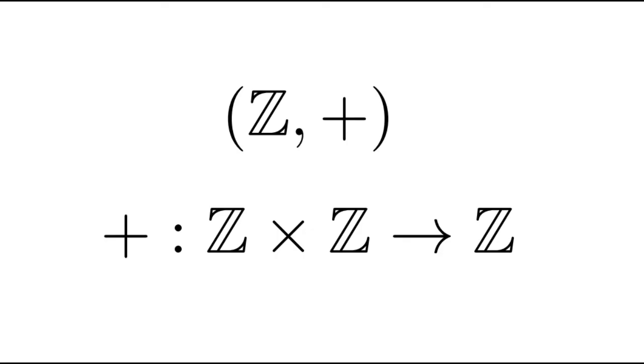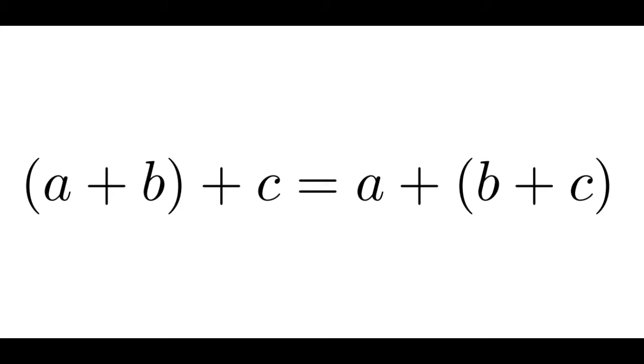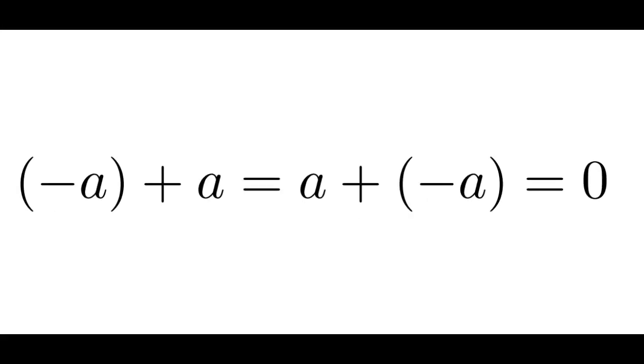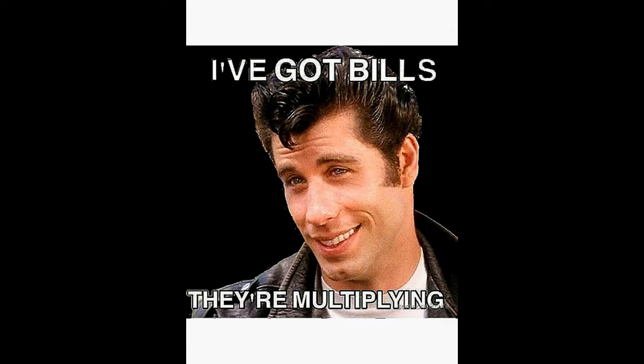Let's talk integers. Integers under addition are a group. If you take two integers and add them, you get another integer. We already know addition is associative. The additive identity is 0, and the additive inverses are negative numbers. That's nice, but what about multiplication?